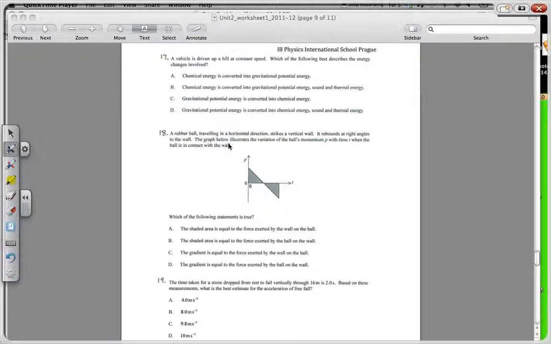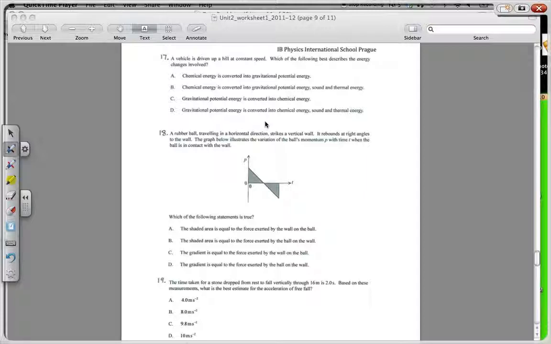Welcome. This is the third video for Unit 2 Worksheet 1, which is dealing with multiple choice, and we're going to finish it off in this video. So we're looking at 17. A vehicle is driven up a hill at a constant speed. Which of the following best describes the energy changes that are taking place?